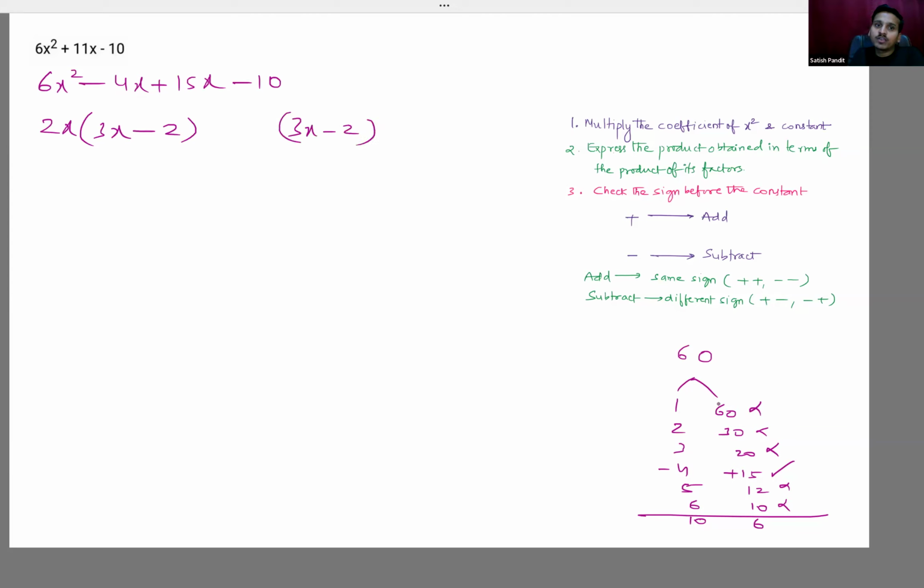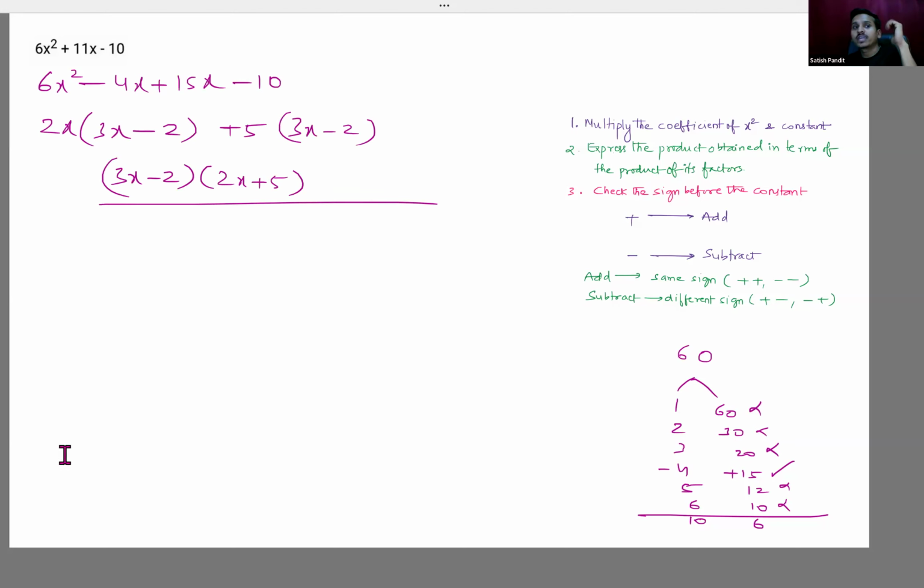Think of a number, and the answer is +5. So 3x minus 2 into 2x plus 5. This is the answer. Check. If you have any confusion, you can ask, we can discuss.